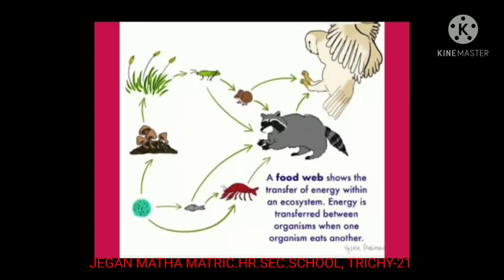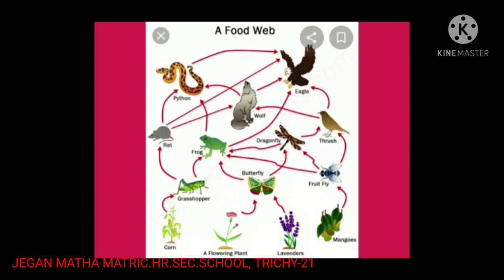So, a food web shows the transfer of energy within an ecosystem. Energy is transferred between organisms when one organism eats another. In simple words, we say that a food web is a group of food chains within an ecosystem.